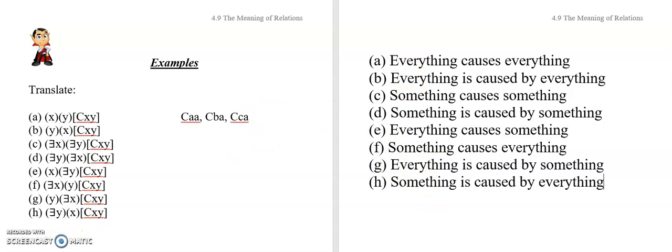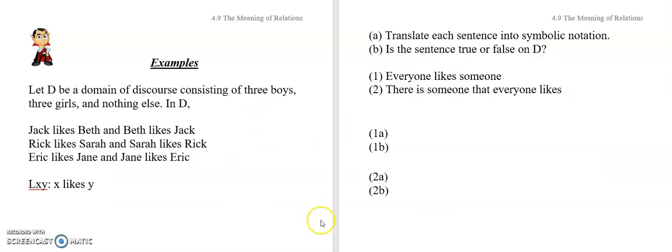So let's do an exercise. Let me try to simplify what I was talking about here with this causation and these sentences that sound similar but actually mean different things. So let's suppose we've got a domain, okay, and it's got 3 boys and it's got 3 girls and there's nothing else in it. And in that domain, this is true and this is true. Rick likes Sarah, Sarah likes Rick, okay, Eric likes Jane, and Jane likes Eric.